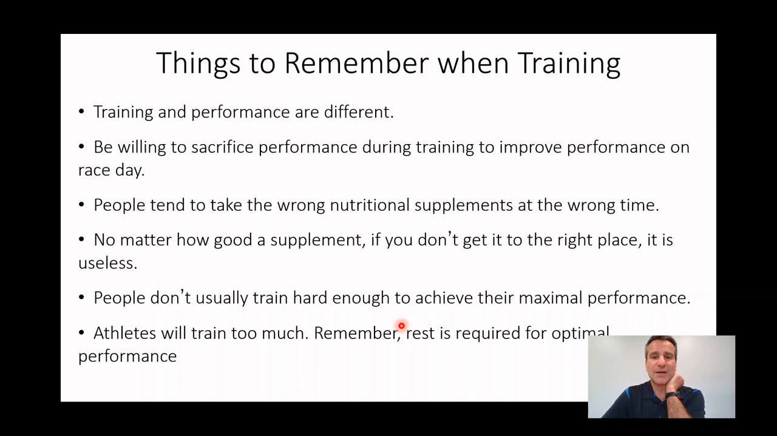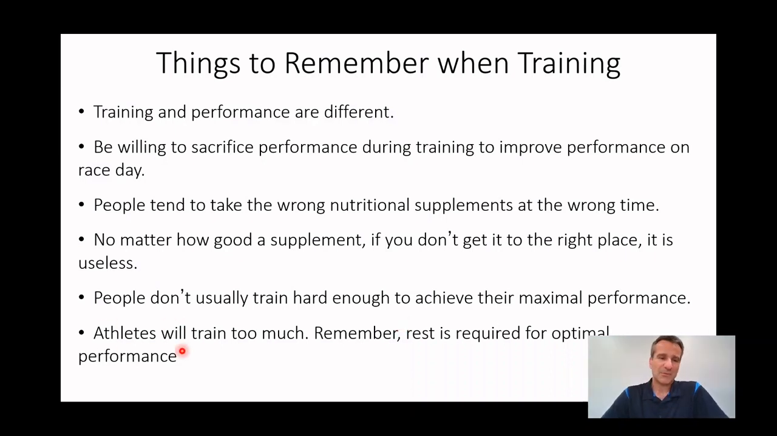People don't usually train hard enough to achieve their maximum performance. A lot of people go at a pace that's hard, but not super hard, and not easy. It's just that in-between pace, and that's the worst pace to train at. It's good to train easy and light for a long period of time, and then train at a very high intensity. That middle ground is really problematic, and we're going to try to stay away from that.